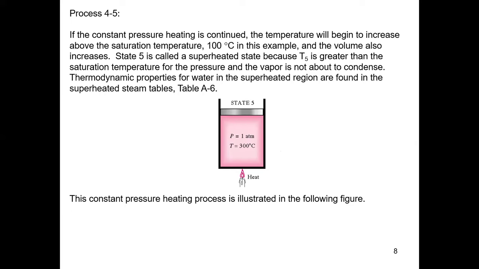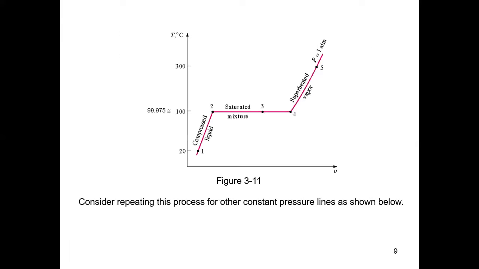If the constant pressure heating is continued, the temperature will begin to increase above the saturation temperature, 100 degrees Celsius in this example, and the volume also increases. State 5 is called the superheated state because T5, that is the temperature in the fifth state, is greater than the saturation temperature for the pressure. The vapor is not about to condense. Thermodynamic properties for water in the superheated region are found in the superheated steam table, table A-6. This constant pressure heating process is illustrated in the following figure.